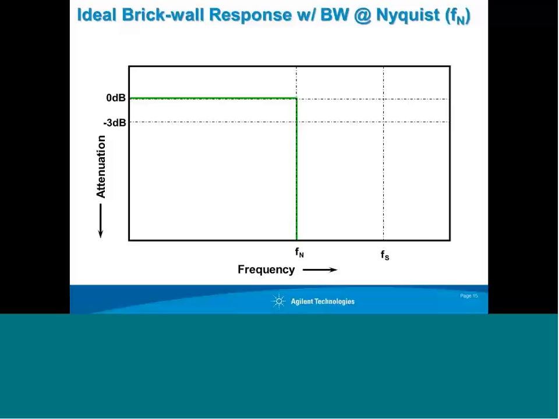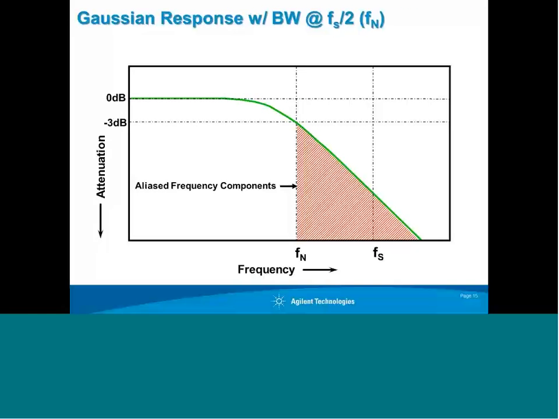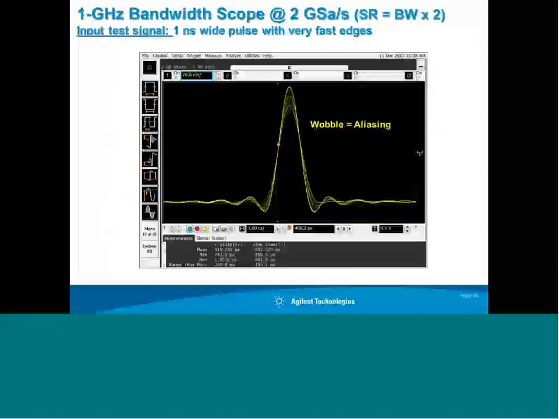Now this is theoretically impossible with any kind of hardware today. Here we show a typical Gaussian frequency response for a scope. If you specify the bandwidth of the scope at the Nyquist frequency, then there can still be significant frequency components that are passed and sampled that are above the Nyquist frequency, and this will result in aliasing. We'll show an example of that.